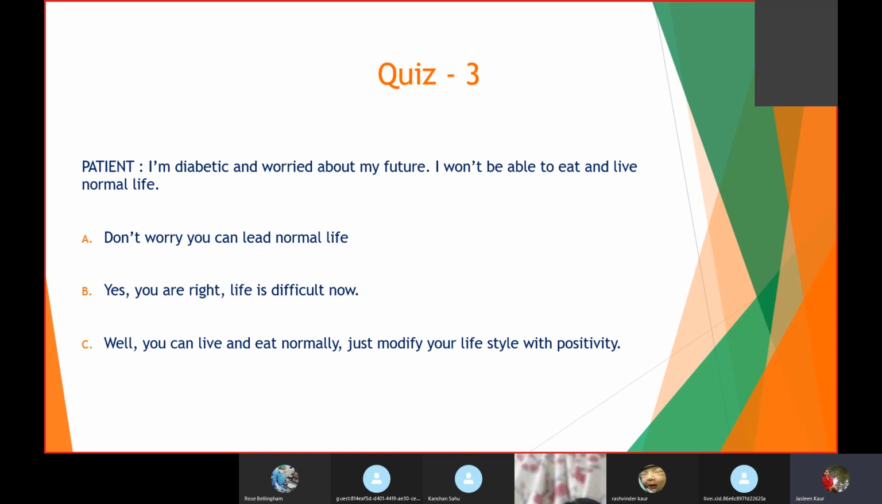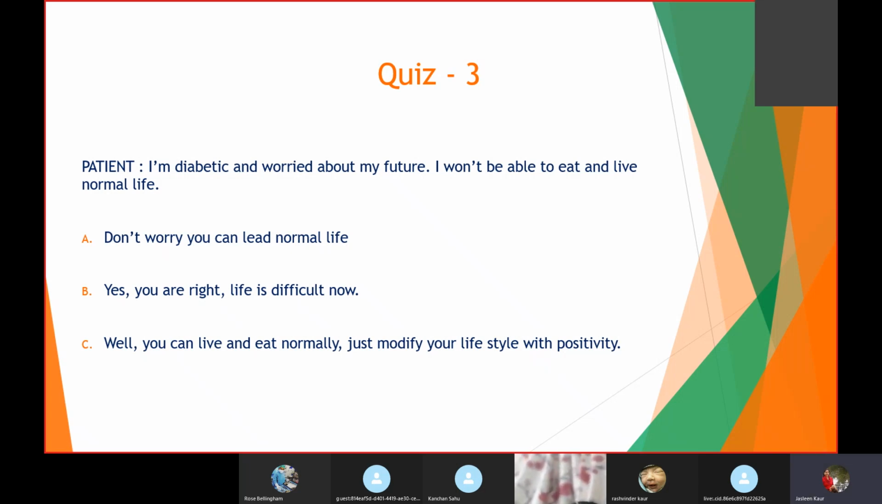So instead of compelling the patient to quit smoking, I would rather say, well, don't worry, I can understand that it is not easy to quit as you have been a smoker for the last 25 years, but I'll help you. Now we can work on this and we will cut one cigarette in a day. We'll make a plan like that.